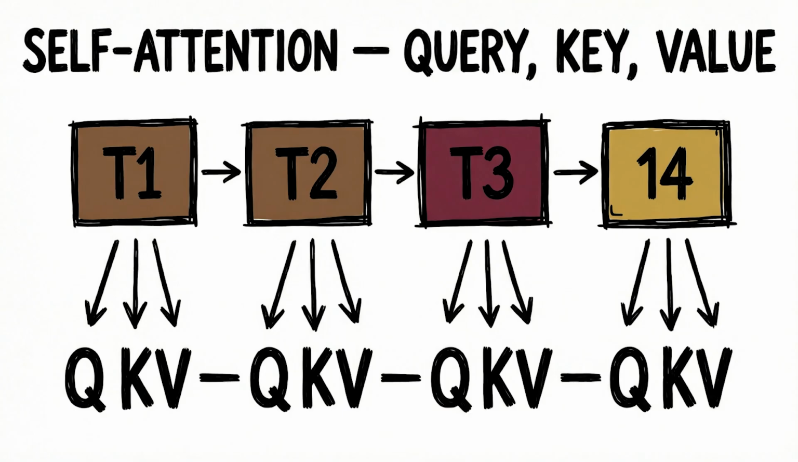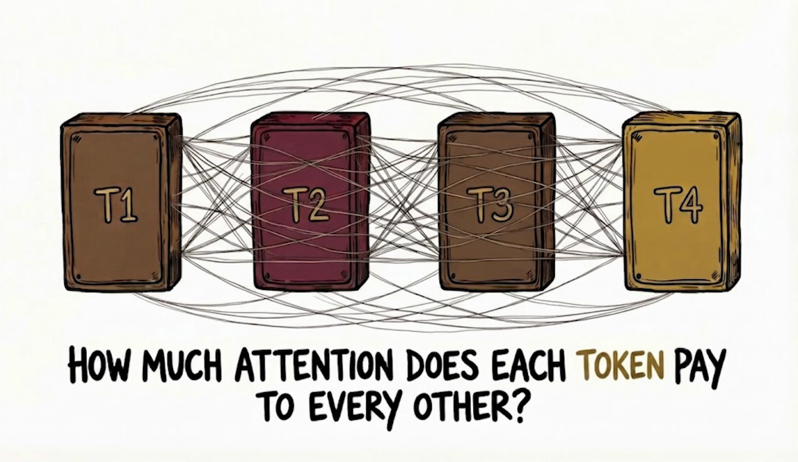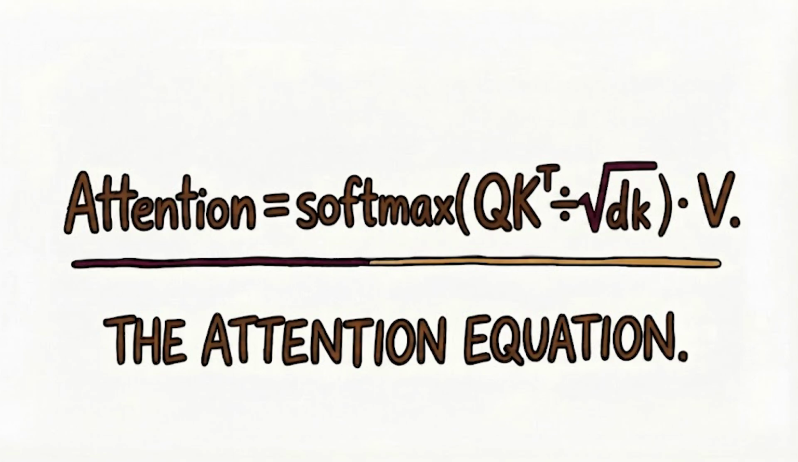In self-attention, every token in the input sequence is transformed into three vectors: a query Q, a key K, and a value V. These vectors are then used to determine how much attention each token should pay to every other token in the sequence. Mathematically, this is expressed as Attention(Q, K, V) equals softmax of Q multiplied by K transpose divided by the square root of d_K, multiplied by V.